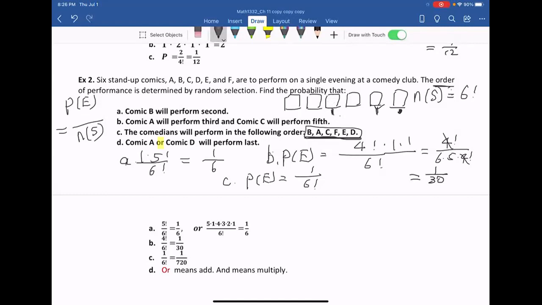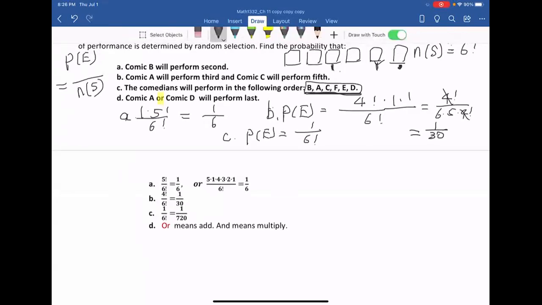For A to be the last performer, the front 5 positions should be 5 factorial. Because we have 5 positions, I can let the 5 people except A perform. So there are 5 factorial ways to arrange them in different ways. And the bottom part should be the sample space, which is 6 factorial.